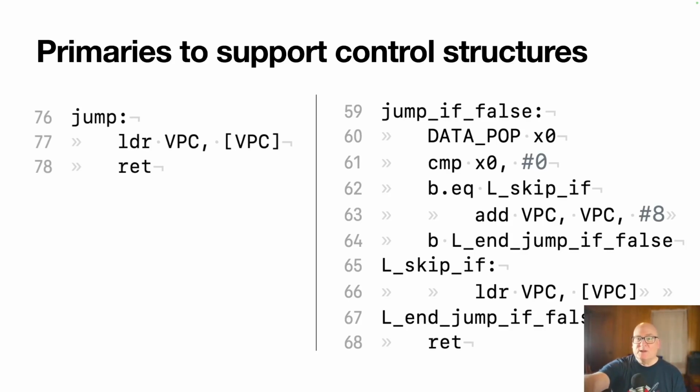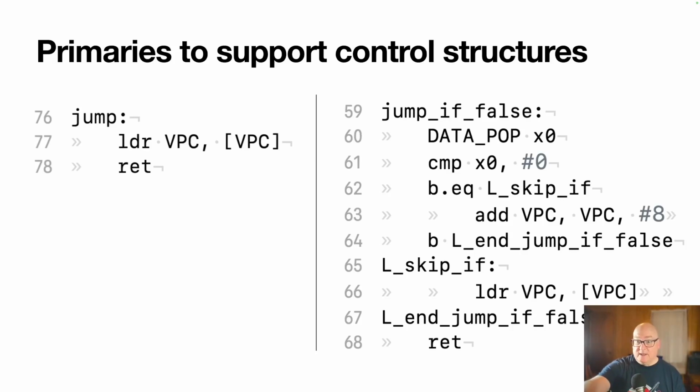So jump if false, we're going to look at the top of the stack, data pop x0. We're going to compare it to 0. And then if it is 0, we're going to jump down to skip if in line 66. Now notice that code is the same as our jump statement. It loads the virtual program counter. So we said jump if false, and here we are jumping. So that's how that one's implemented. And then it falls through the return.